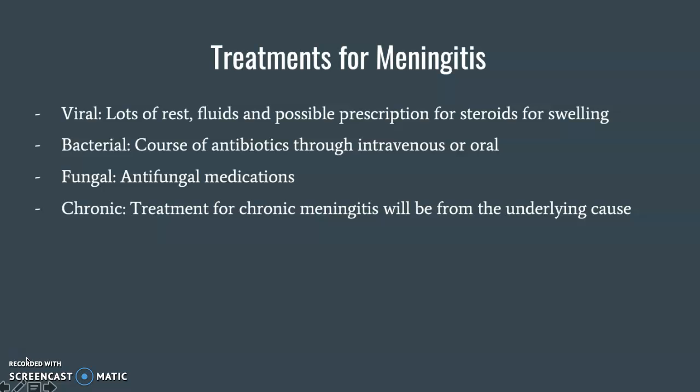Usually requires a hospital stay. Fungal requires a prescription for antifungal medication. Chronic. The treatment for this type of meningitis is determined by the underlying cause, where the doctor will need further testing to determine what that is and prescribe the correct antibiotics. Another form of treatment is vaccines. There are specific vaccines for the prevention of meningitis that you can get as a kid or as a teenager.